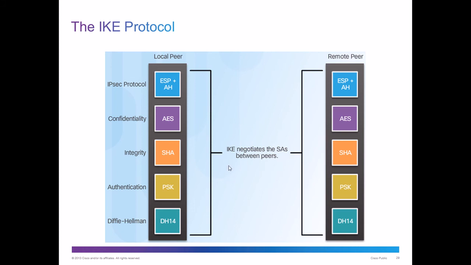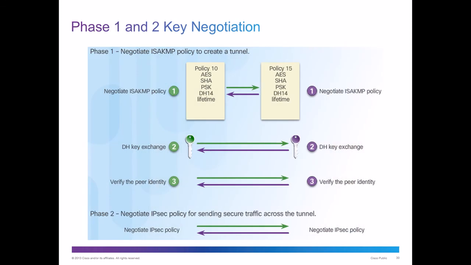So IKE is the one that passes information back and forth between the local and the remote peers to allow them to set up the VPN. All right, so there are two phases. Phase 1 and phase 2 negotiation, the key negotiation. Okay, phase 1, negotiate the IPsec policy to create a tunnel.